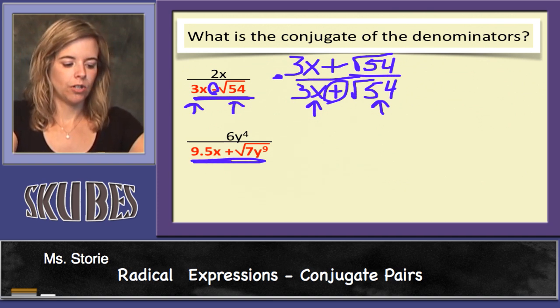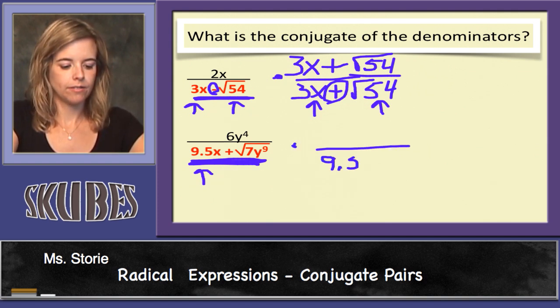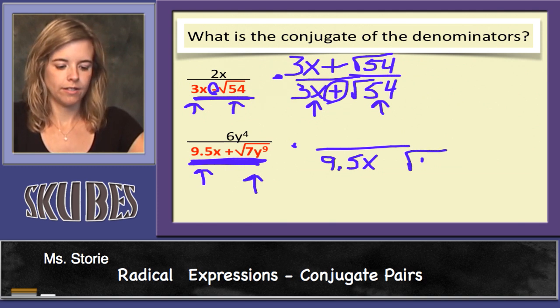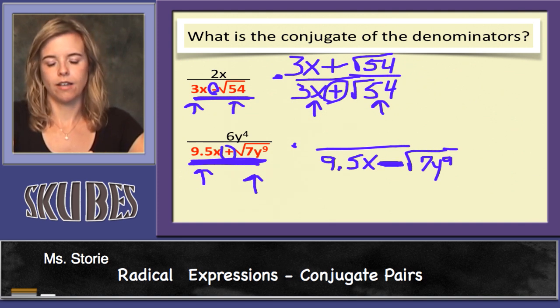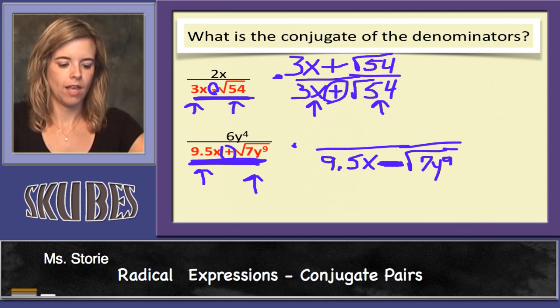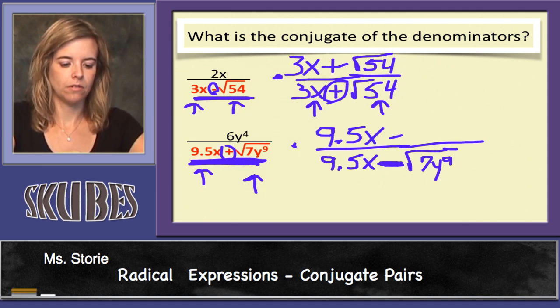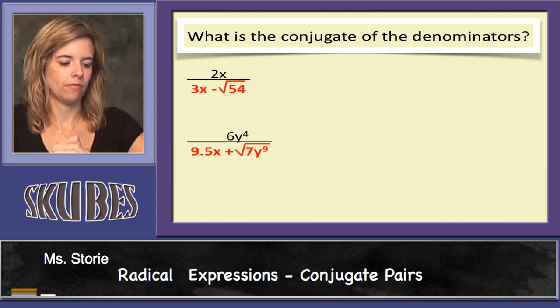But down here, in order to create the conjugate, we're going to rewrite the term 9.5x. We're going to rewrite the term radical 7y to the ninth. And instead of a plus sign, we're going to put a subtraction sign. We just created the conjugate. And then we'd have to multiply the numerator by the exact same expression. And now we've created the conjugate of the denominator.